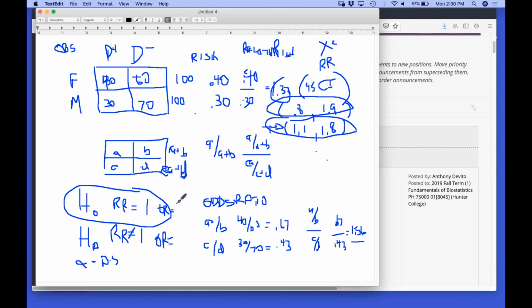Odds ratio is equal to 1, right? We'd expect the same odds for both of them if the null hypothesis were true. In other words, there's no difference for male or female. And if there is a difference, the odds ratio is not equal to 1. That would be our alternative hypothesis.